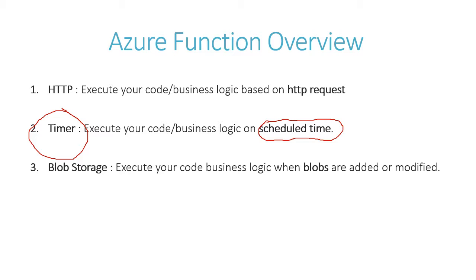You can achieve a lot of other things through timer trigger. Another example can be, let's say every day around 12 o'clock you want to send the order summary. So this timer trigger business logic can execute accordingly. These two are very popular ones.